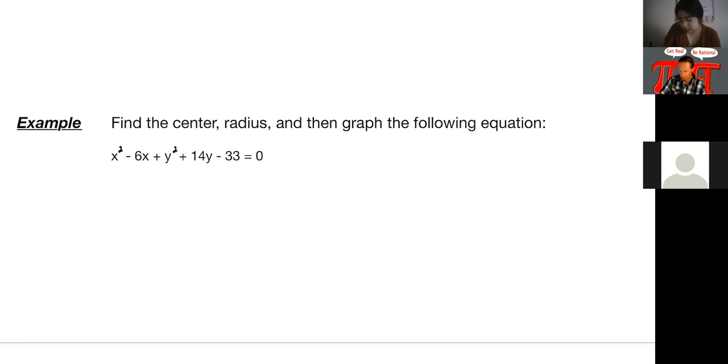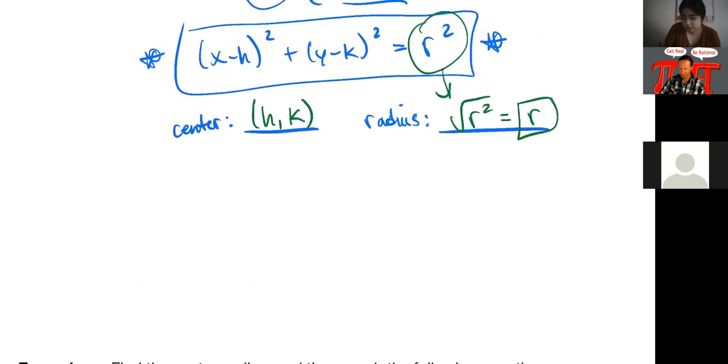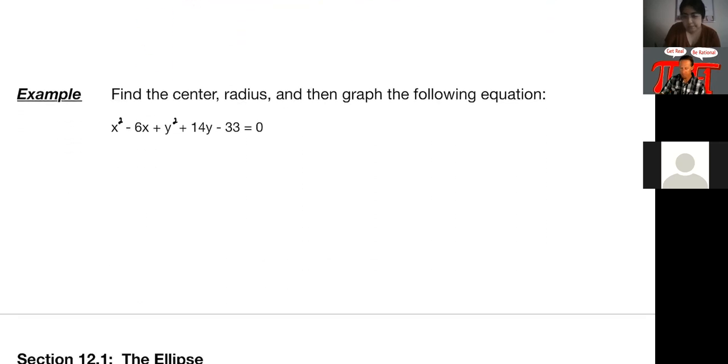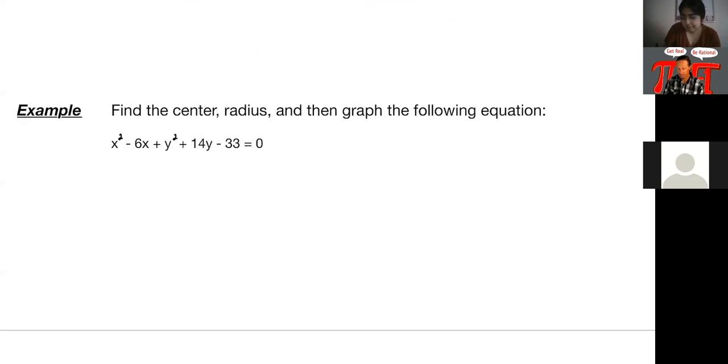By simplifying it? What does that mean? Well, to make it into the form of a circle. That's right. Now, how did you know it's a circle? Oh, because the x and the y have the same coefficients. Very good. They are both squared and have the same coefficient of 1.